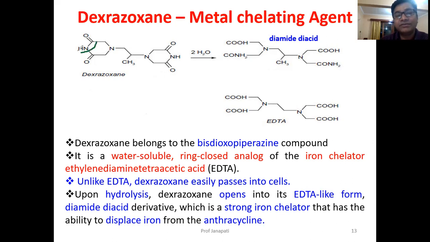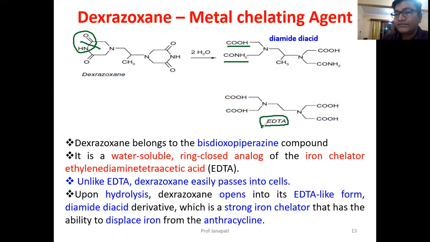This is like an amide group or lactam ring. The lactam ring is broken here. When it is broken, what happens? You find a carboxylic group and amide group. That's why it is called the diamide diacid derivative of dexrazoxane. Now, the structure of diamide diacid is similar to that of EDTA. EDTA is a chelating agent.